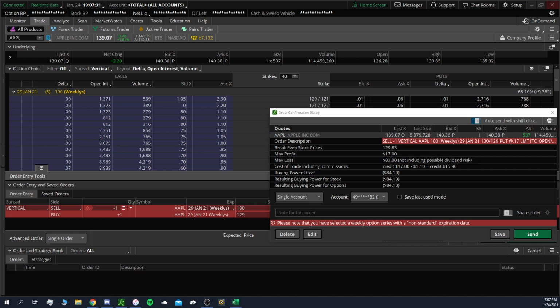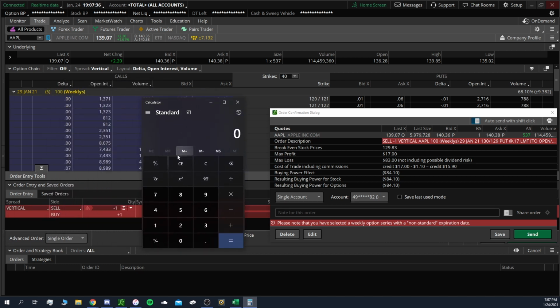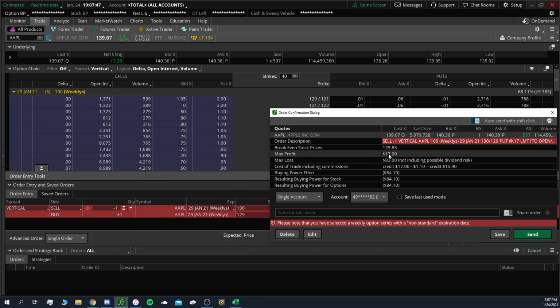So when we do the calculation on that one, let's pull up the calculator right here. So we do 17 divided by 83, we get about 20% return on investment on this one. We have a 20.5% ROI potential on this one versus a loss of that. So it's a lot better than shares, but also more risky, but also we're limiting our downside risk and capping our max profit on this one.